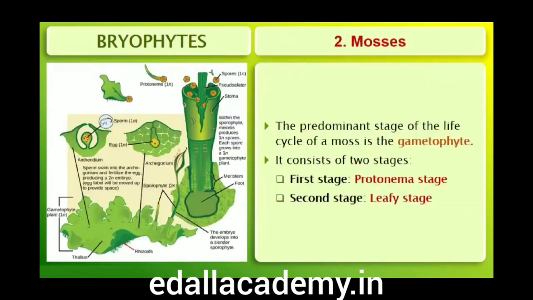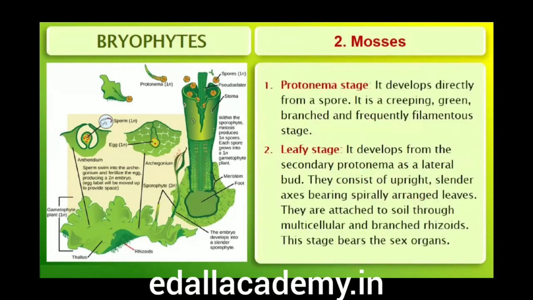3.2.2 Mosses. The predominant stage of the life cycle of moss is the gametophyte, which consists of two stages. The first stage is the protonema stage, which develops directly from a spore. It is a creeping, green, branched and frequently filamentous stage. The second stage is the leafy stage, which develops from the secondary protonema as a lateral bud. They consist of upright, slender axes bearing spirally arranged leaves. They are attached to the soil through multicellular and branched rhizoids. This stage bears the sex organs.